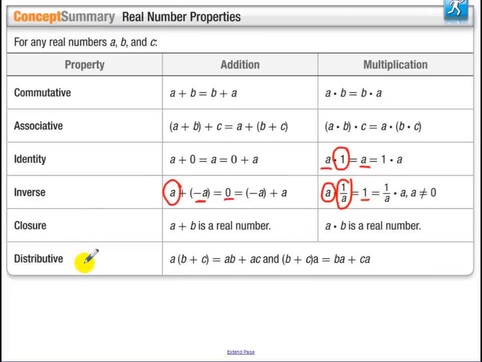Closure is basically what happens when you have two numbers, you add them together, you get a number that is also back in that subset of being a real number. I wouldn't worry too much about closure. And then the distributive property, well, that's key. A number gets distributed to everything inside the parentheses.